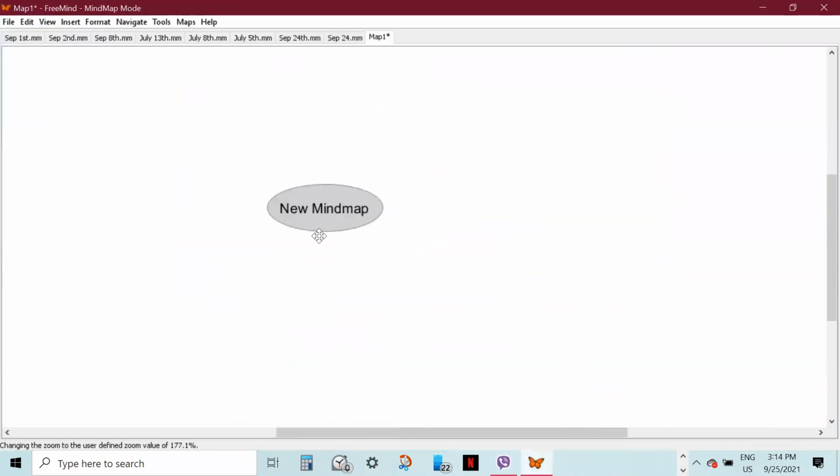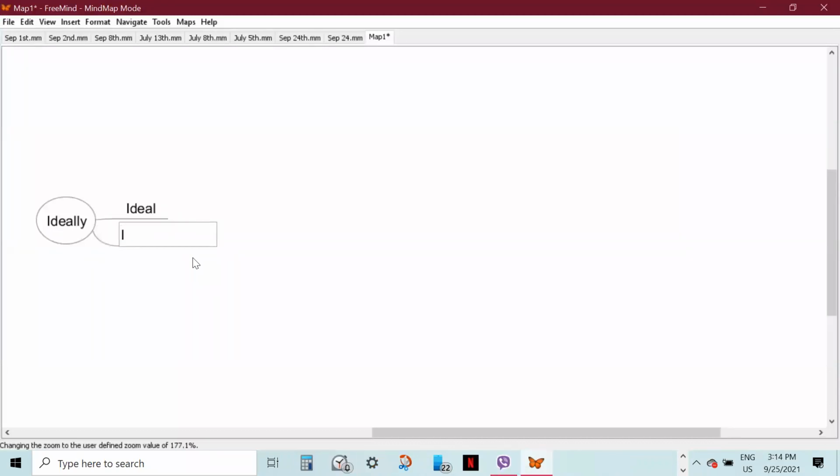Here comes the paragraph. First of all, we have the word "ideally." And this one comes from "ideal," or you can have the word "idealistic." Something is ideal to you. Ideal here is an adjective. If something is ideal for you, something is very extraordinary.